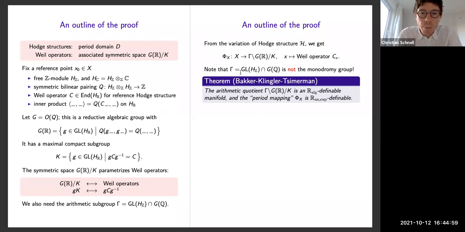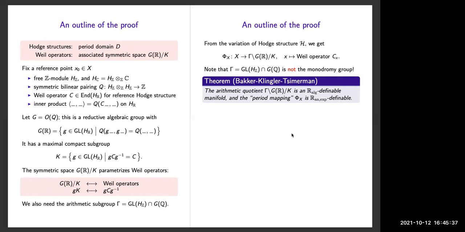But anyway, so the big theorem that they proved maybe 2 years ago is that, first of all, this arithmetic quotient of the symmetric space by that arithmetic group has a natural structure of an R-definable manifold. But it is not an algebraic variety, right? We're not doing the period domain, we're doing G mod K. So this is not even a complex manifold anymore. But you can still talk about it using this definable language. And then secondly, and more importantly, this period mapping for the variation of Hodge structure is definable in this big structure R_an,exp.